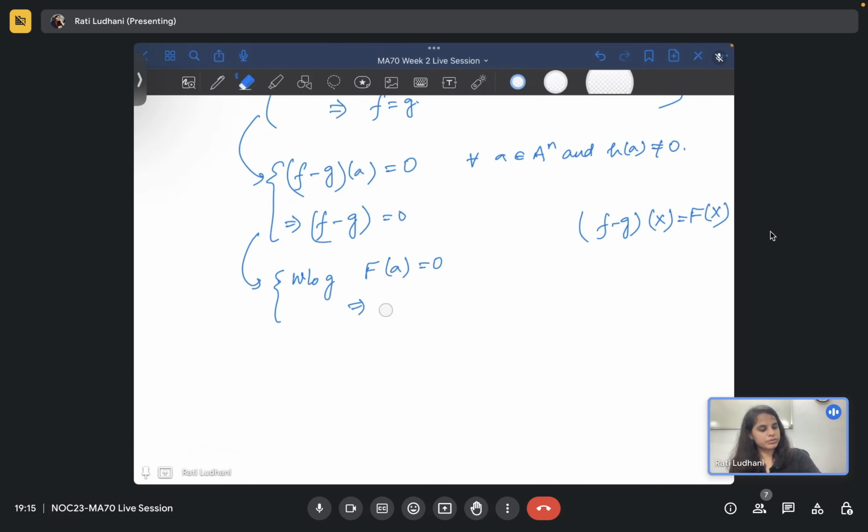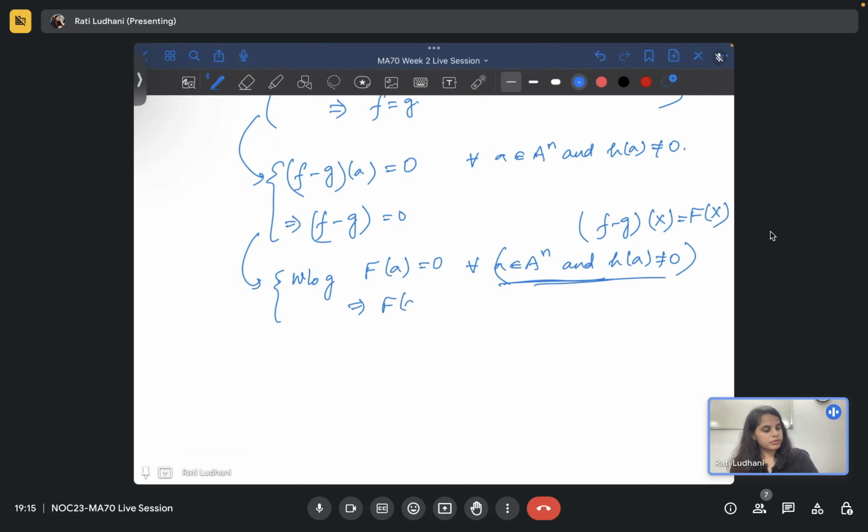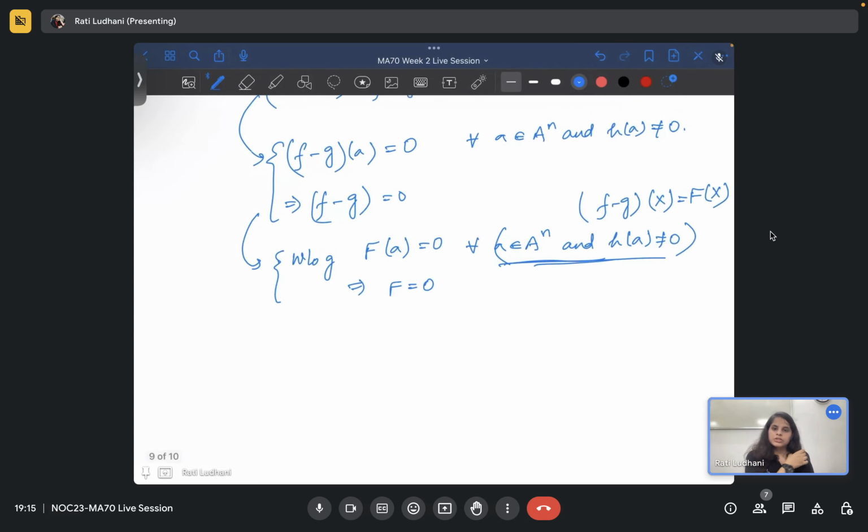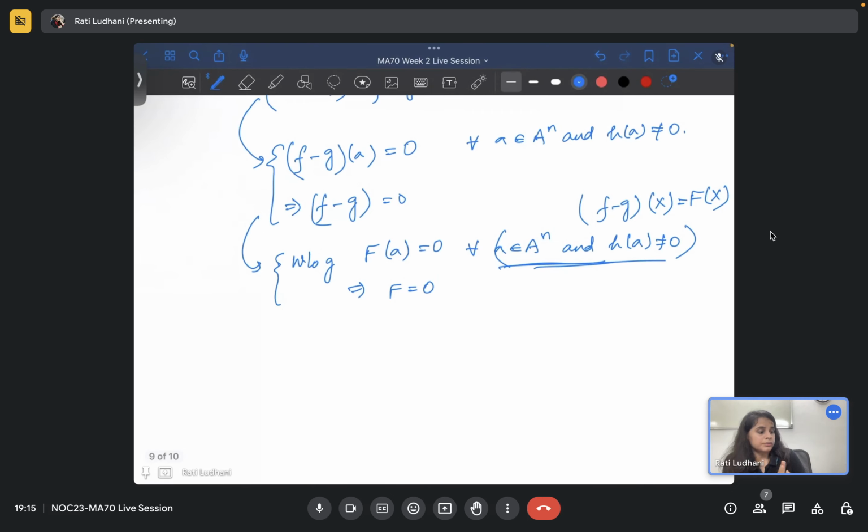So we want to prove that if f is equal to 0 for all a belongs to A^n where h(a) is non-zero, all those a such that this property holds, then f, the polynomial itself, is 0. Okay, so this you need to prove. So let's define this set D.